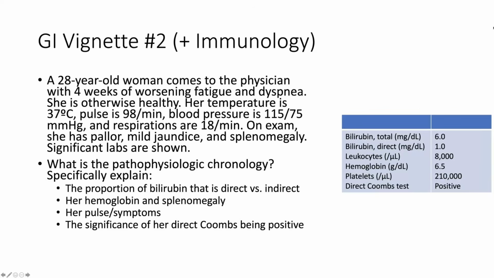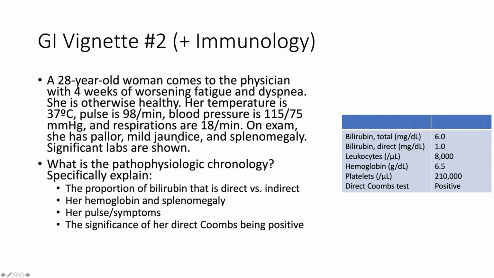So we are going to go to the vignette. I'm going to read this slowly. A 28-year-old woman comes to the physician with 4 weeks of worsening fatigue and dyspnea. She is otherwise healthy. Her temperature is 37 Celsius, pulse is 98, blood pressure is 115/75, and respirations are 18. On exam, she has pallor, mild jaundice, and splenomegaly. Significant labs are shown. Total bilirubin, 6, direct bilirubin, 1, leukocyte count, 8,000, hemoglobin, 6.5, platelets, 210,000, and direct Coombs test is positive.